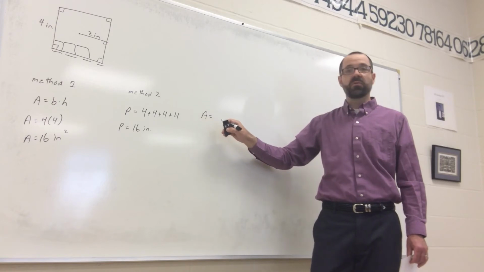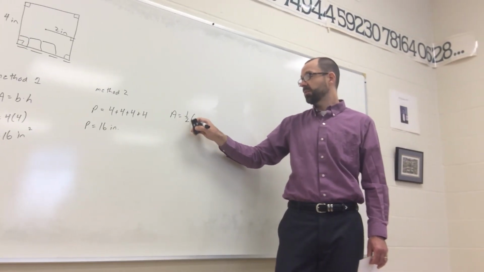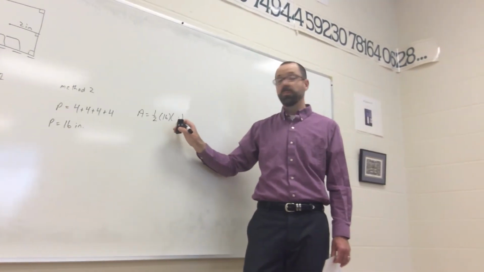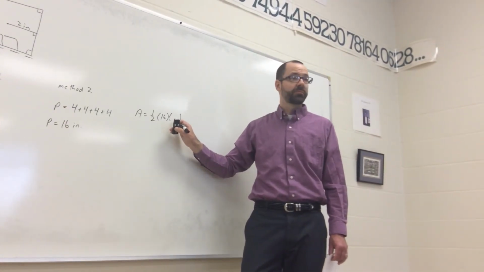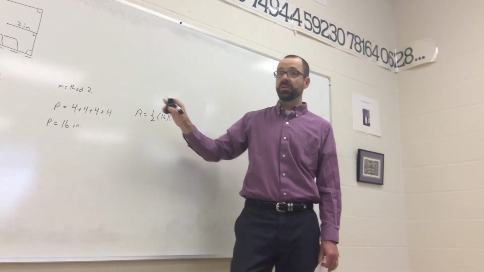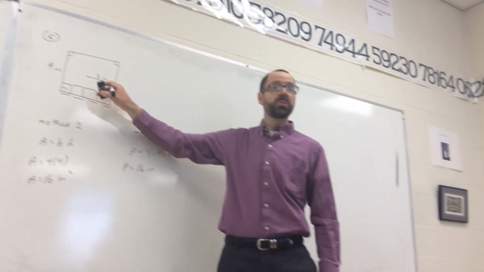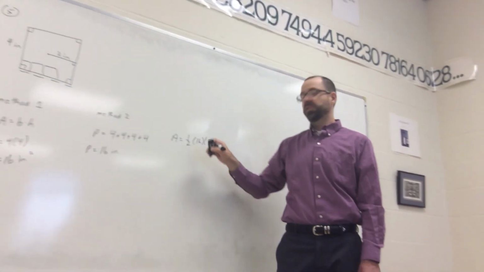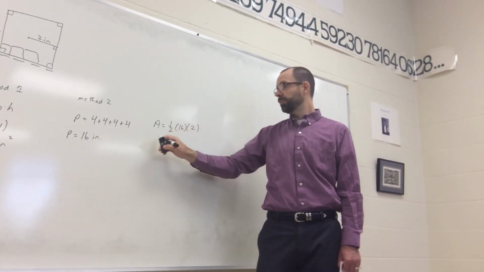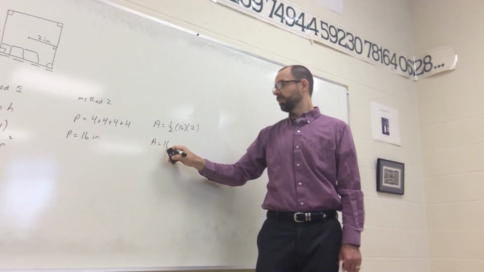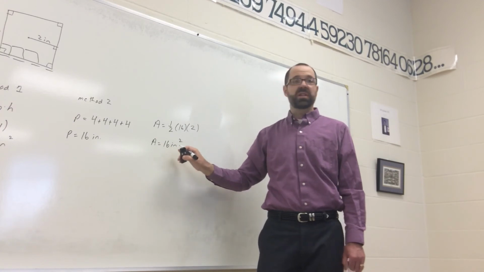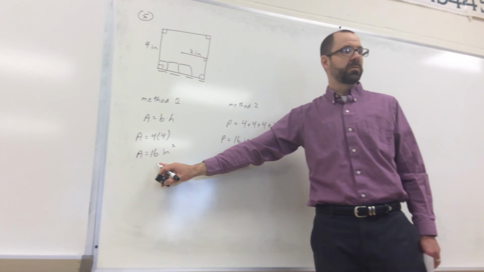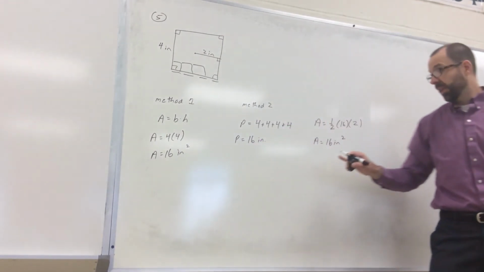So now for our area formula, we take 1/2 times the perimeter times the apothem. And they labeled the apothem. It's 2. So you just take 1/2 times 16 times 2. And of course that comes out to 16. We already knew the answer for the area was 16, right? So it's a good thing I got the same answer again.